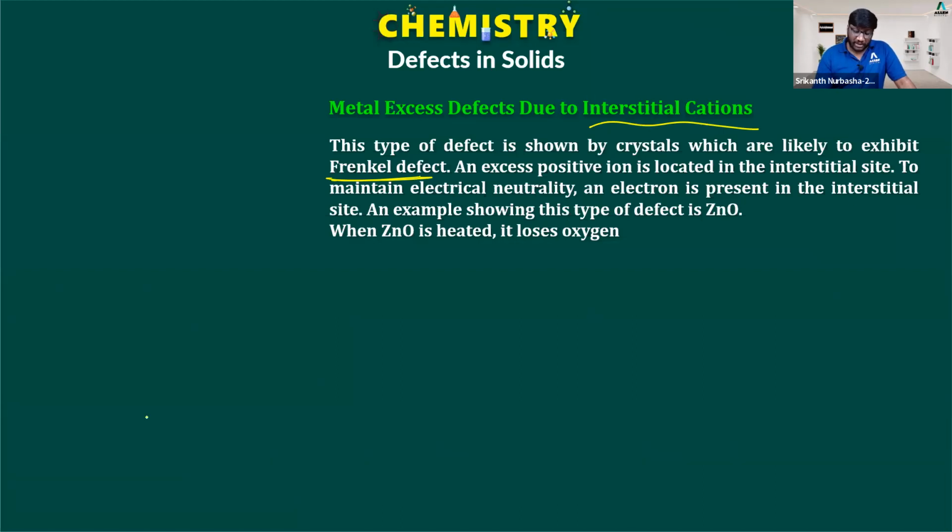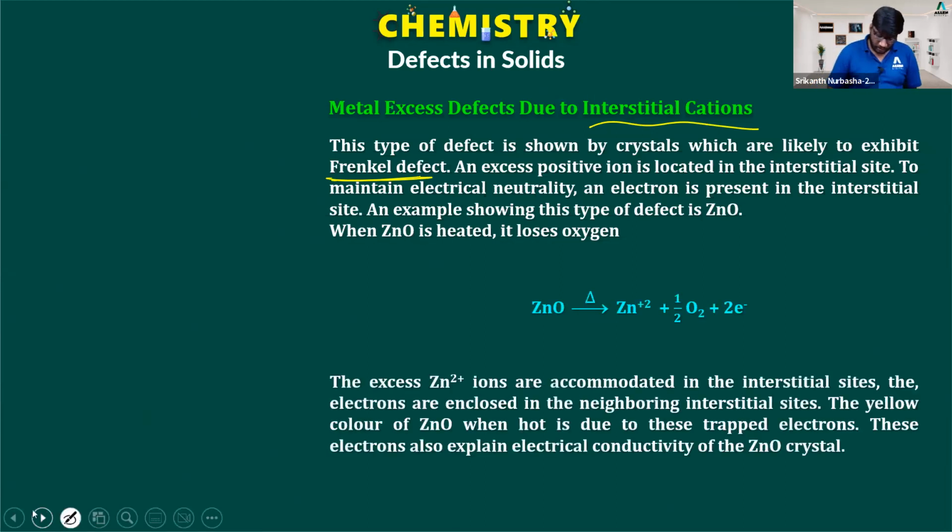An example showing this type of defect is ZnO. Look at the ZnO crystal structure. When you heat zinc oxide, it forms Zn+2 and oxygen is lost, and 2 electrons are left behind. The excess Zn+2 ions are accommodated in the interstitial sites and the electrons are trapped in the neighboring interstitial sites. The yellow color of ZnO when hot is due to these trapped electrons. These electrons also explain electrical conductivity in ZnO crystal.